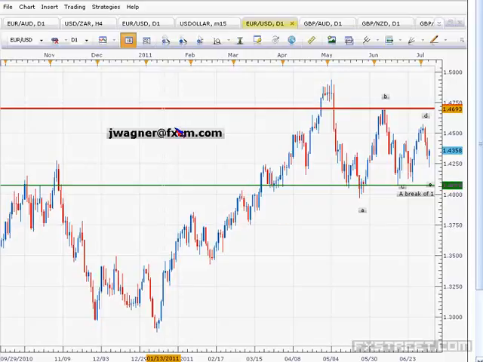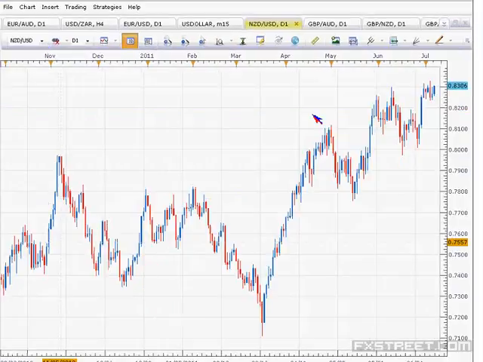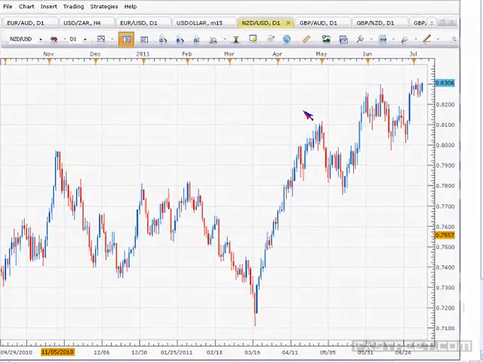Actually, let's go ahead and dive right into it. I'm going to change my chart over to the New Zealand US dollar. So let me turn this cam off and back on. Here's the New Zealand US dollar. Okay, on the daily chart you can see we have a very nice trend to the upside.